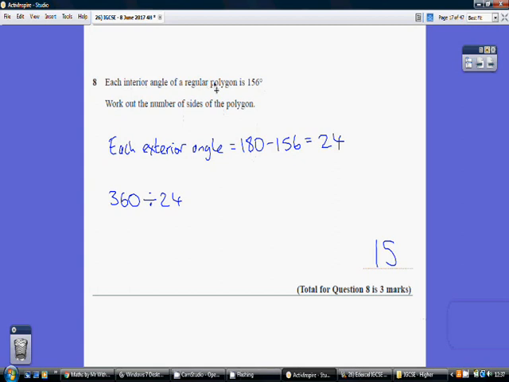Now the exterior angles of regular polygons always add up to 360. So when you add them all up, you end up with 360. So if we know that each of them is 24 degrees, and together they add up to 360, the number of exterior angles must be 360 divided by 24, which is 15. Now clearly the number of exterior angles is the same as the number of sides, so therefore 15 is the number of sides of the polygon.